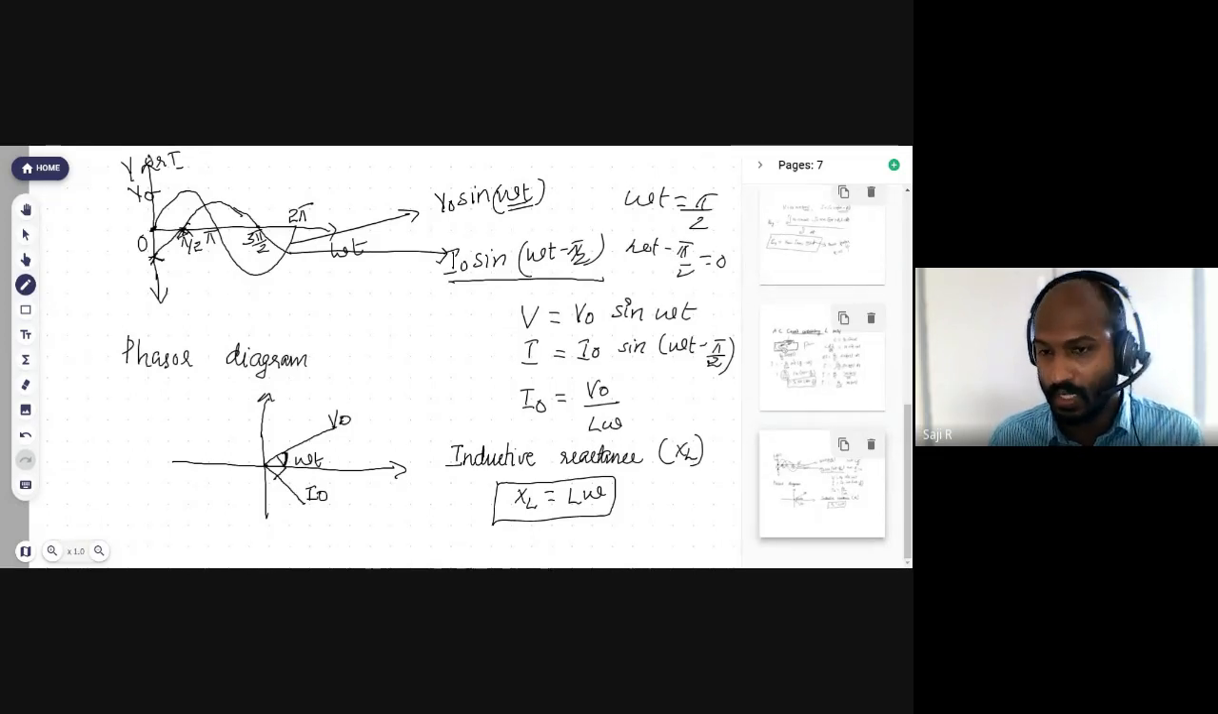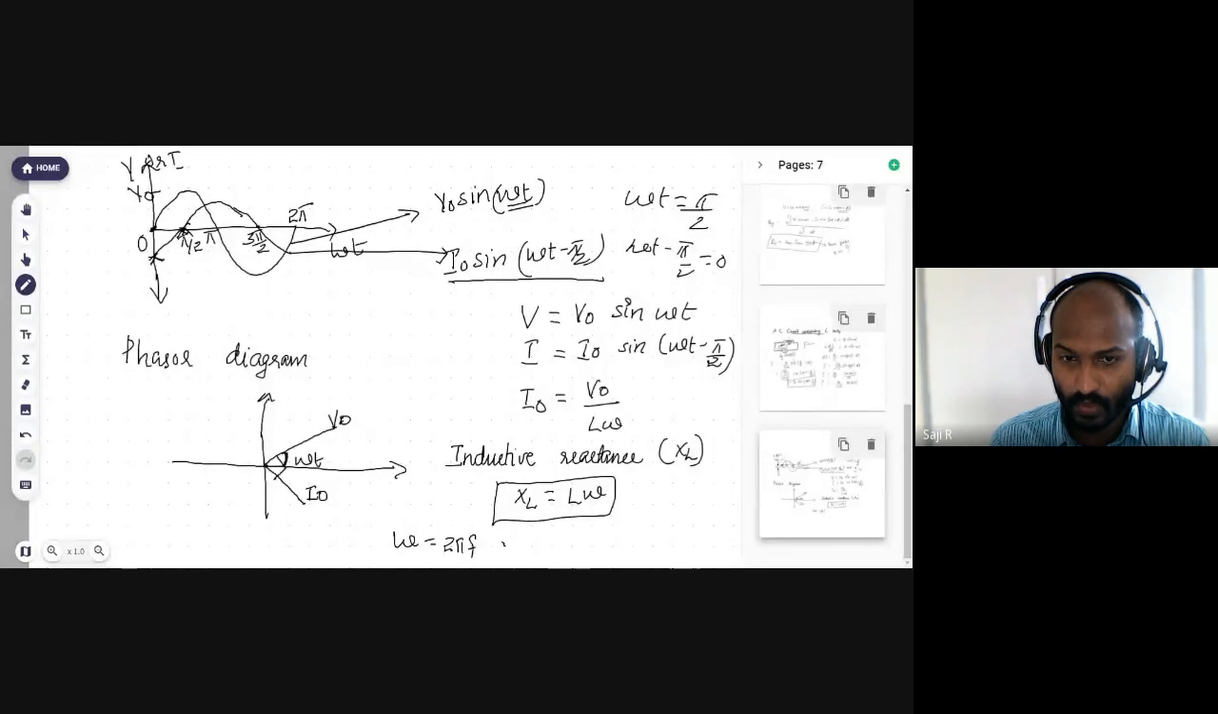But it should be noted that if frequency is 0, what will be the inductive reactance? If omega is equal to 0. We know that in class 11 you studied that omega is equal to 2 pi f. If we use this equation, then we can write XL is equal to L into 2 pi f, where f is the frequency.